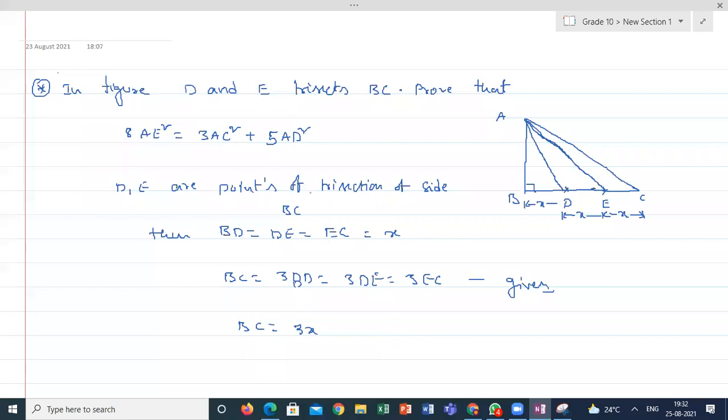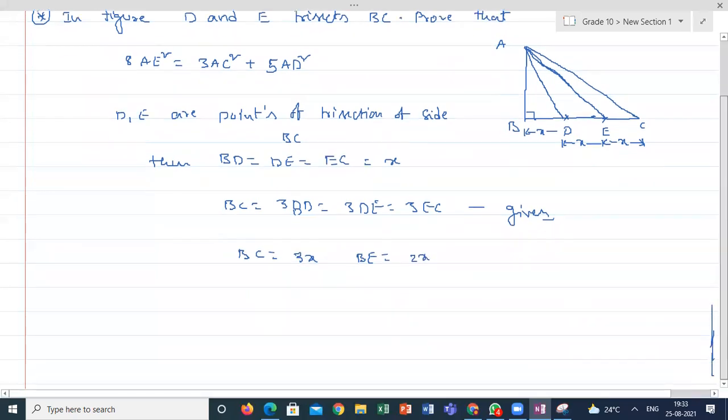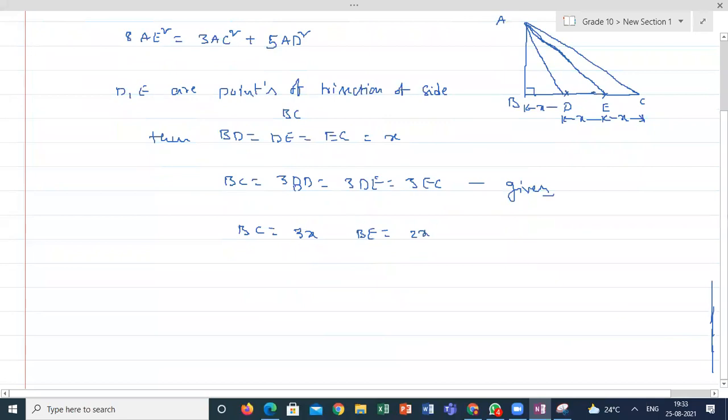We need in the proof AC. AC doesn't require AD, nor AE. Then we can write BE is equal to 2X. To make us a little comfortable, I'm taking this assumption. At the end, I will remove this assumption. Wherever I require, in place of X, I can take either BD, or DE, or AC.